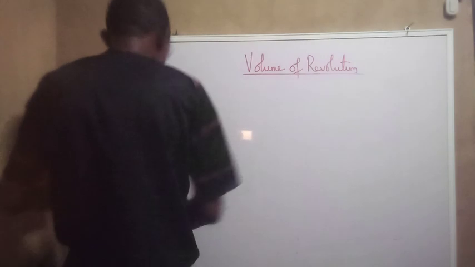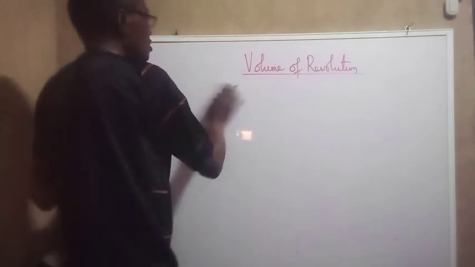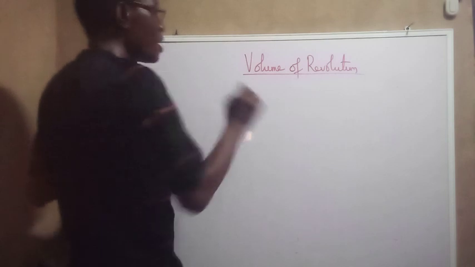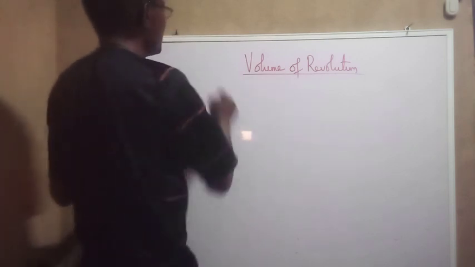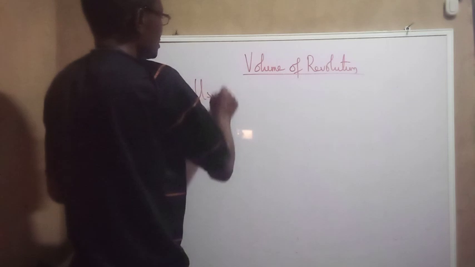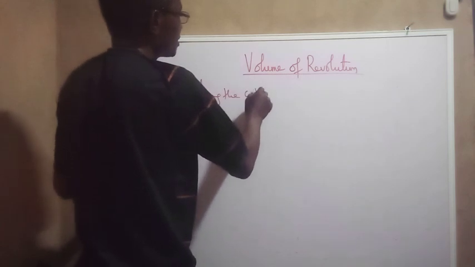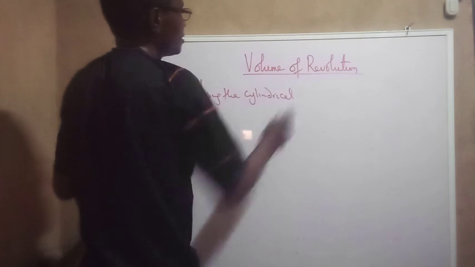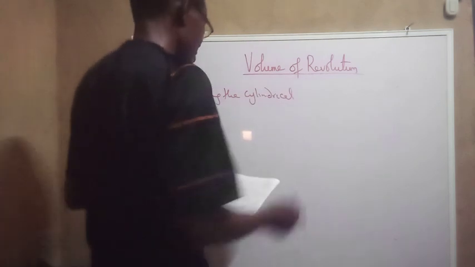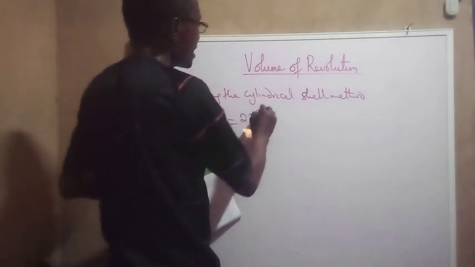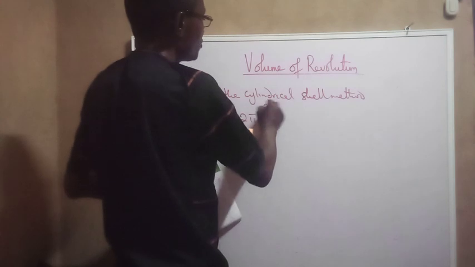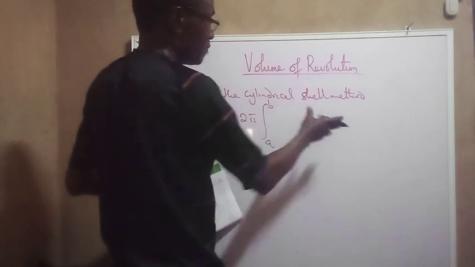So before then, what does the formula say? The formula says that when you have two functions, as we have now, and we want to use the cylindrical shell method, the volume of revolution is equal to 2 pi times the integral running from a to b of the function.